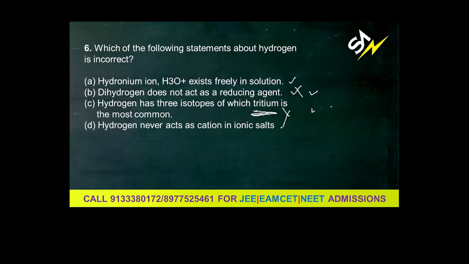Next, hydrogen never acts as a cation in ionic salts. In ionic salts, hydrogen acts as an anion. The more ionic metals are first and second group elements, and there hydrogen does not act as a cation. Hydrogen's role there is only the -1 oxidation state. So this is also correct. Then B and C both are incorrect statements here.